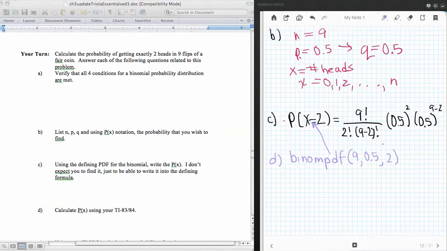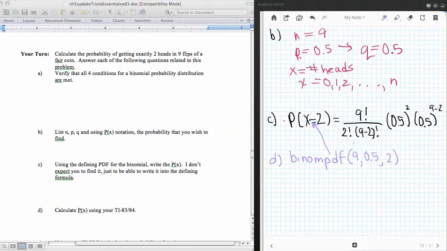So that second function, distributions function, I use arrow up to get to binom PDF, and then I put in my 9 trials. And then if I'm using the old operating system, I actually have to put a comma, which is a second function, which is right above the 7 key. And then I put in the 0.5, and then a comma, and then I would put in that my random variable x is equal to 2, and then I'd hit enter.